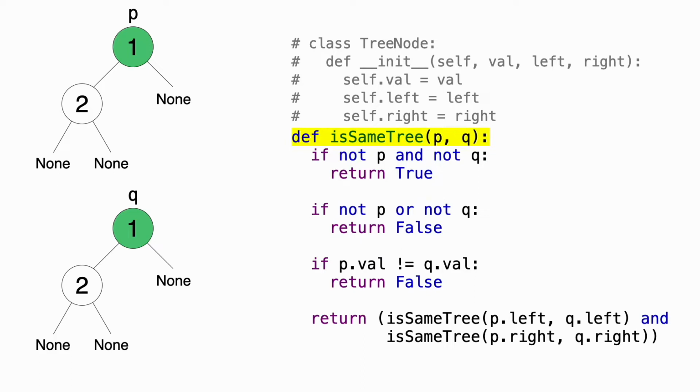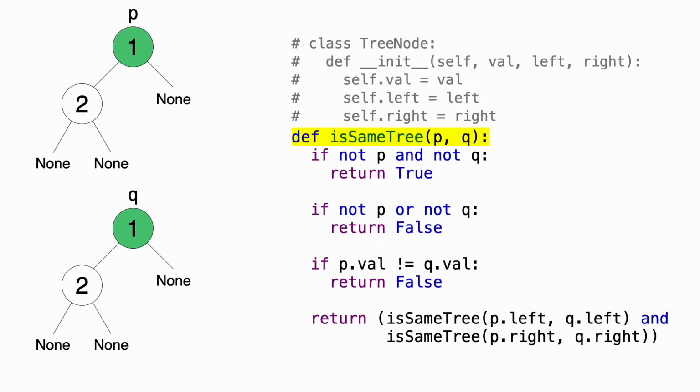If that wasn't true, then at this point, we know that both P and Q are nodes, so we can compare their values. If their values are not equal to each other, then that means the nodes are different, so again, we can return false immediately. If all of these conditions were false, then that means both P and Q are nodes, and their values are also the same. So if this is the case, then we'll need to traverse further down the trees and check the branches below. We'll do this by recursively calling the same function and by first passing in the left nodes of P and Q, then the right nodes.